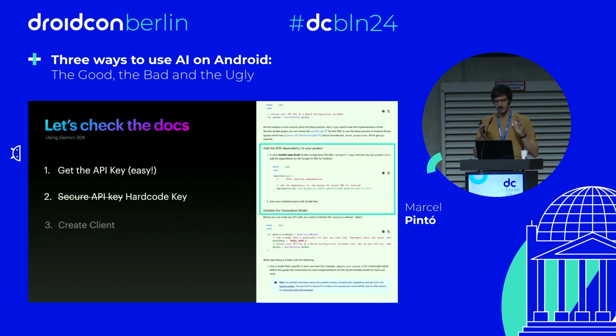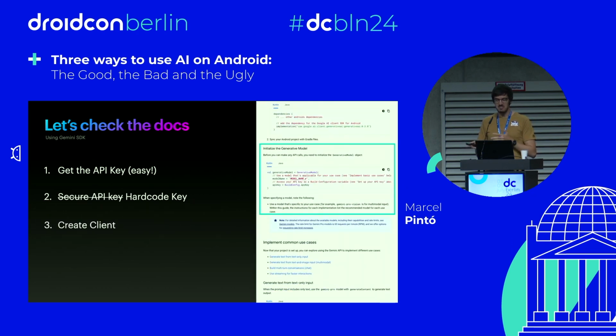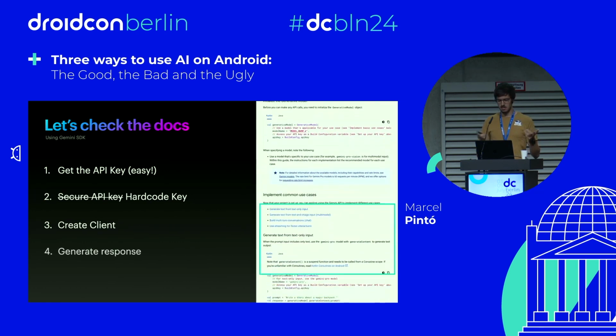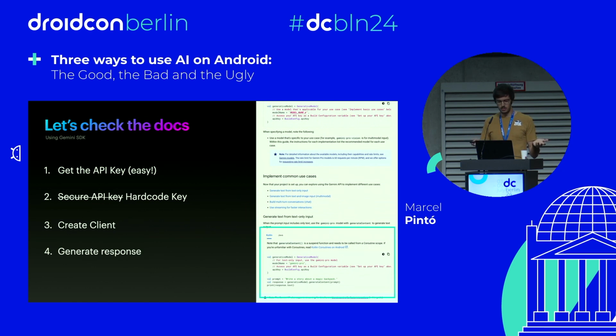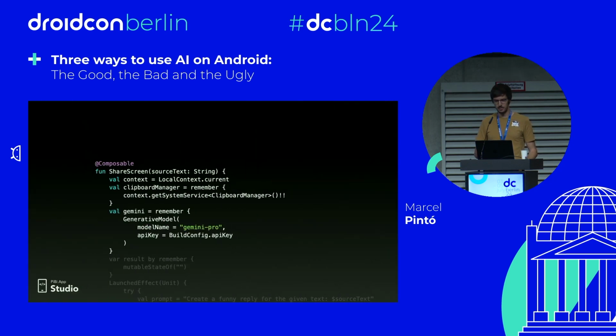All right. We create the client, pretty straightforward, right? We just call this a generative model. We pass our API key, define the model that we want to use, and then we just need to generate the response with the prompt, and that's it. All right, let's dive into that.